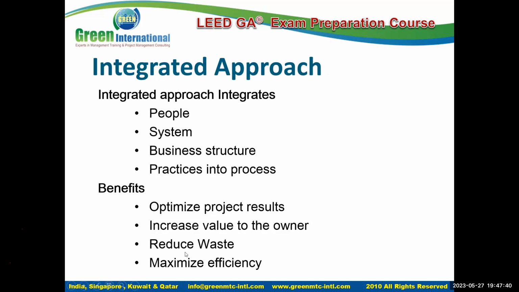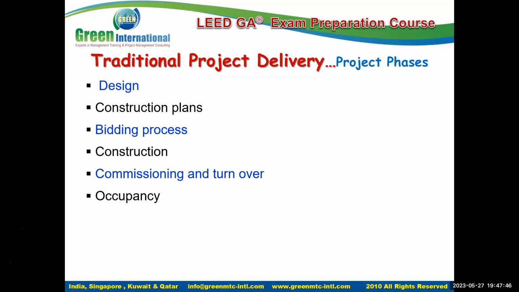Okay, so we're reducing waste, we're maximizing efficiency, etc. Right? So these are the project phases of a traditional project delivery system. So you have a design phase, you have construction plans phase, you have the bidding process. Most projects usually have a bidding phase, and this is the general process that is carried out when a tender is laid out.